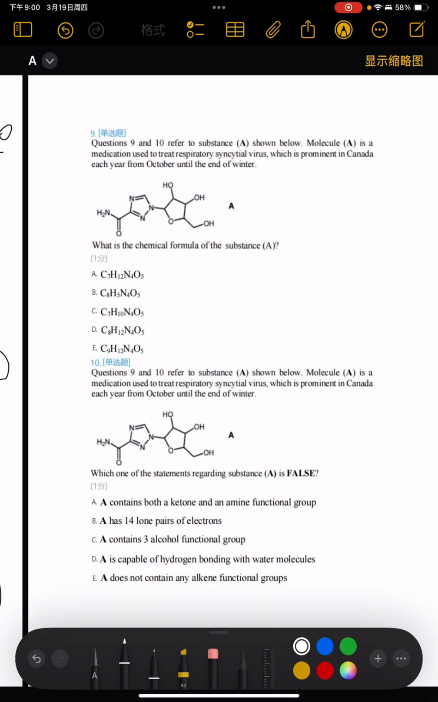Moving on to question 9. This question is 9 and 10 actually, as it is the same question. So over here we can see that this one only wants us to find the chemical formula of the substance, which they've given the graph over here. So basically, first we obviously count the carbons, which is 1, 2, 3, 4, 5, 6, 7, and 8. So since there's 8 carbons, we can cancel out A, C, and E.